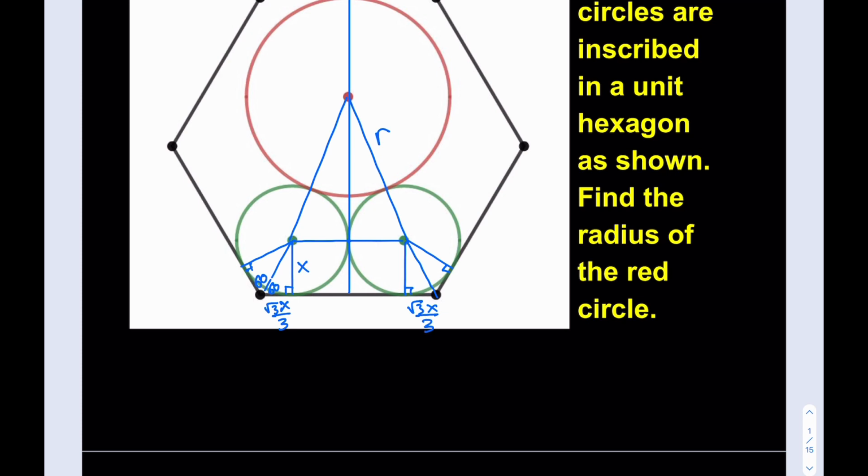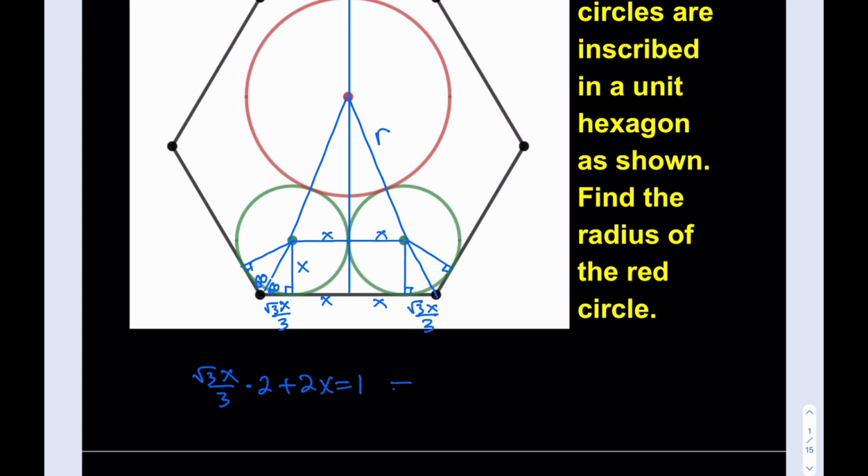All right, awesome. Now, those lengths are going to be helpful, and then this is x, this is x, this is x, and this is x. So this is the critical part. How do you find the radius? Well, we do know that this is a unit hexagon, so each side length is 1. So I can write √3x over 3 multiplied by 2 plus 2x is equal to 1.